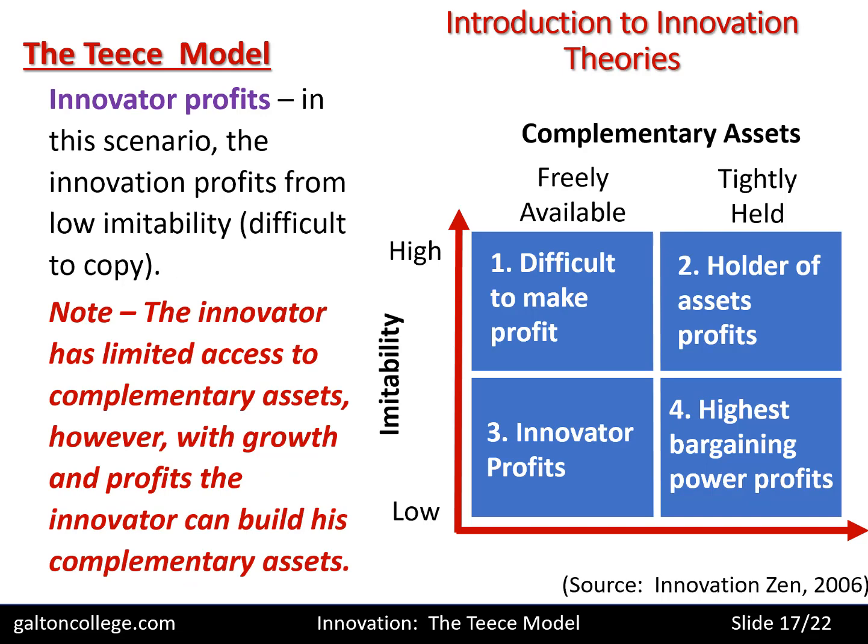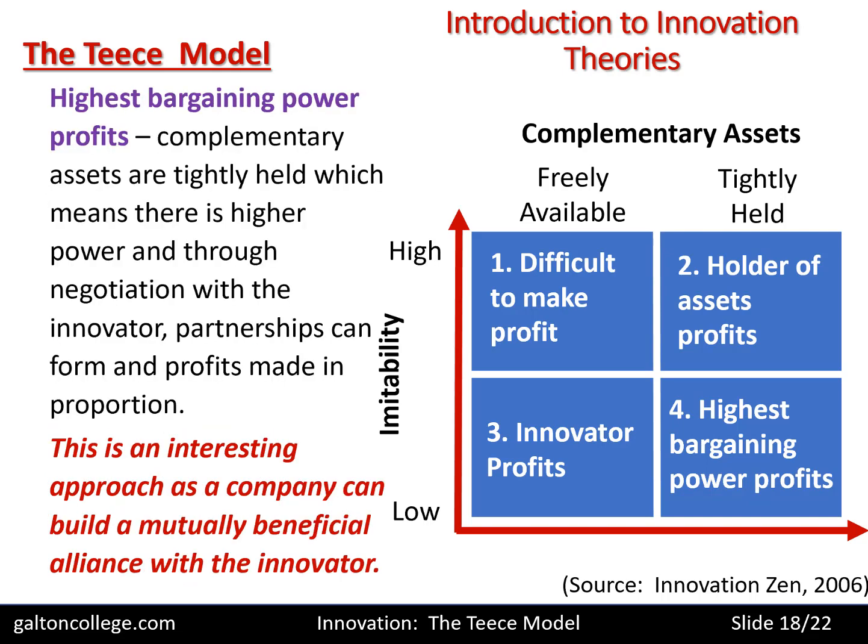So, where have we got to? The highest bargaining power. This is number 4. Complementary assets are tightly held, which means there's higher power through negotiation, innovation, partnerships, can form profit in proportion. Sometimes companies can build alliances. They can come together and start to share.